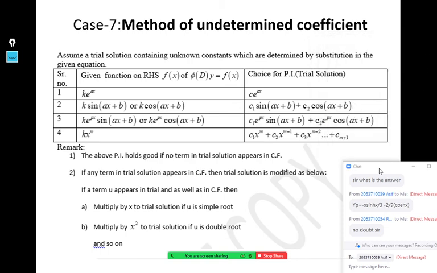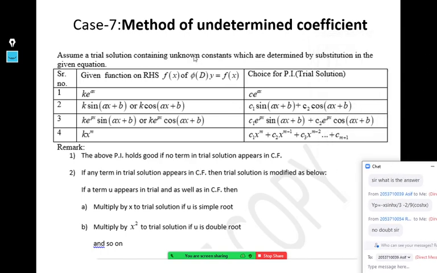Here we have case 7, which is known as the method of undetermined coefficients. Actually, not a single question has been asked in the last 5 years on this method. The reason is it is an alternative method that we have for cases 1 to 6.